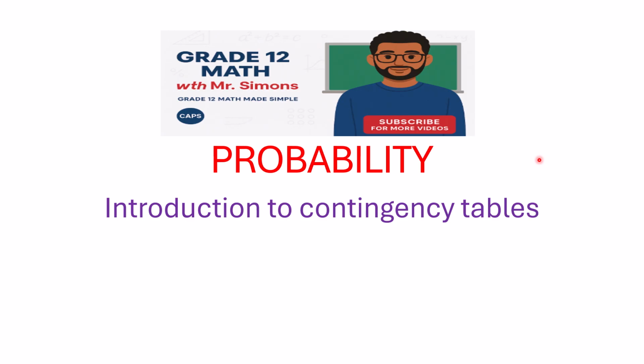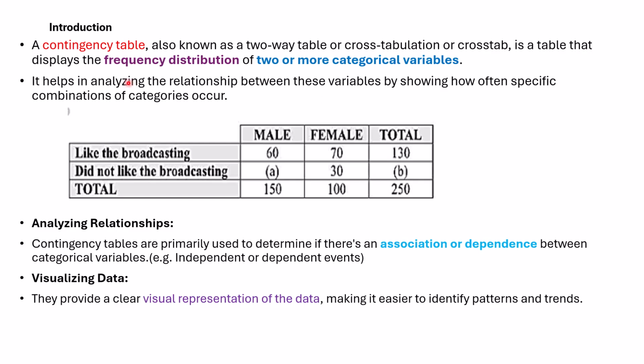Right, today's video or lesson we will be introducing you to contingency tables, which forms part of probability. So before we go further, let's show you what a contingency table looks like and what's the purpose of it. A contingency table, also known as a two-way table, or cross-tabulation or cross-tab, is a table that simply displays the frequency distribution of two or more categorical variables.